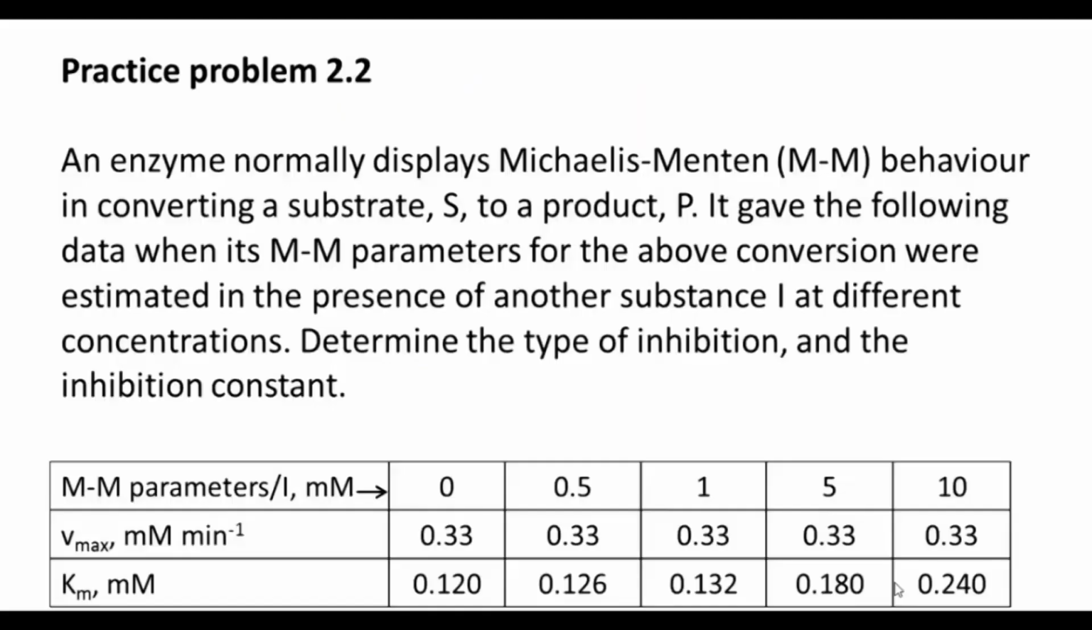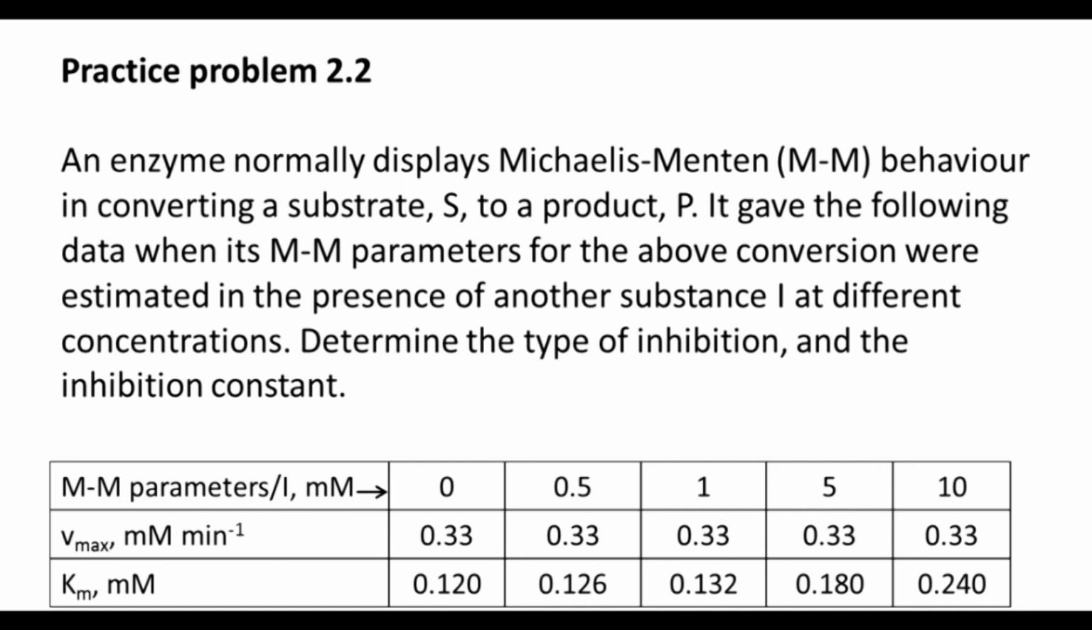And then we looked at a problem which could help us understand this a little better. Let us work out that problem in this lecture. Practice problem 2.2. An enzyme normally displays Michaelis-Menten behavior in converting a substrate S to a product P. It gave the following data when its Michaelis-Menten parameters for the above conversion were estimated in the presence of another substance I at different concentrations. Determine the type of inhibition and the inhibition constant. The Michaelis-Menten parameters Vm and Km at different inhibitor concentrations were given in this table.